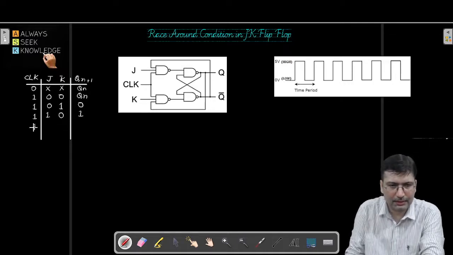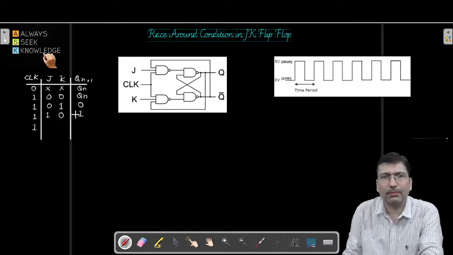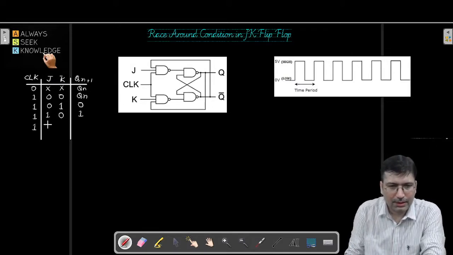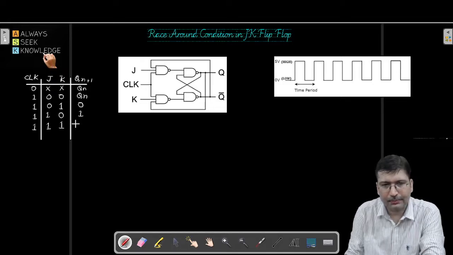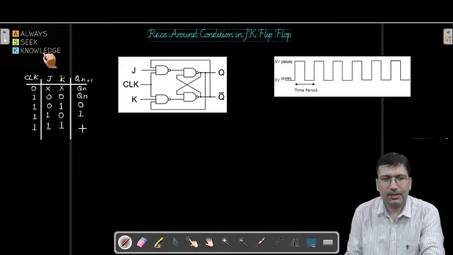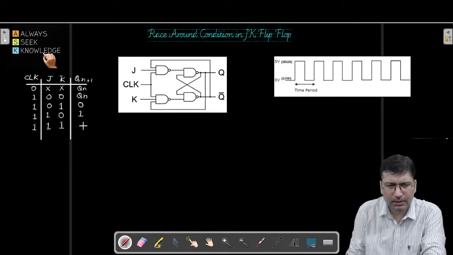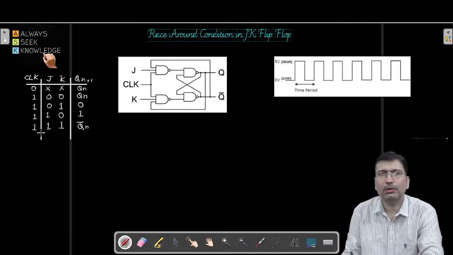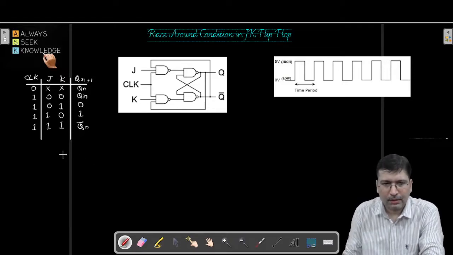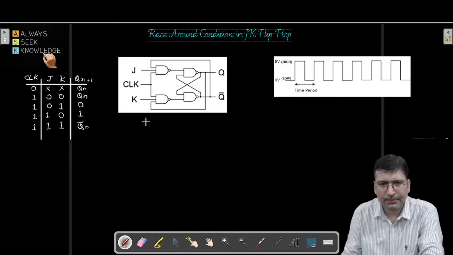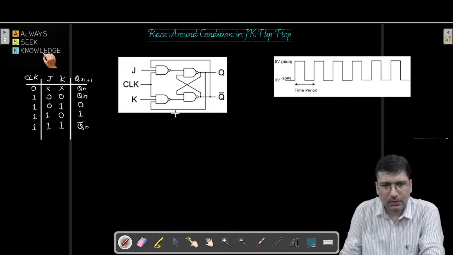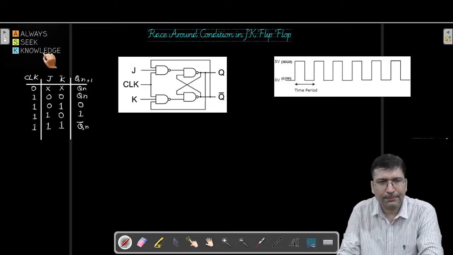But in the last case, where we were having the problem in SR flip-flop, in case both J and K have value 1, then we need to predict the state. So in this, it is a toggling. We consider it is toggle. So if it was Qn, it will give you the complement of Qn. So Qn can be 0 or 1. So let's understand this with the help of the clock pulse and with the help of this diagram.